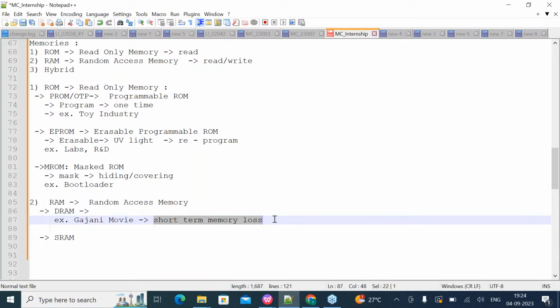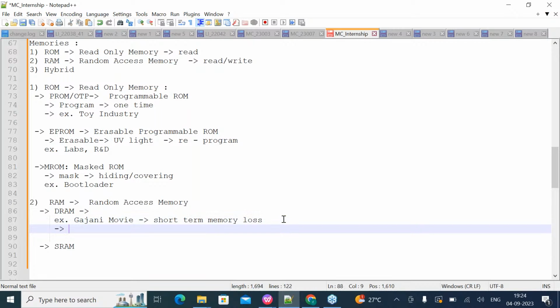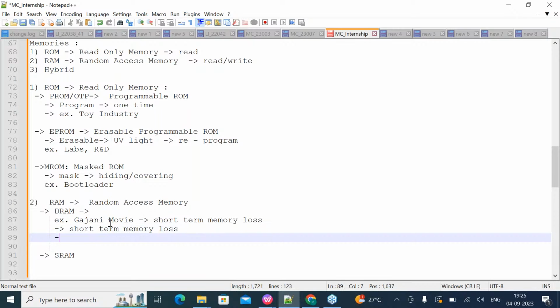So what happened? Whatever data is stored in this DRAM, it will be stored for some dynamic amount of time, some short-term duration, and it will be erased automatically after that. So whatever issue this character of the movie has, the same issue is there in the case of this DRAM also. There is a charge refreshment happening here.